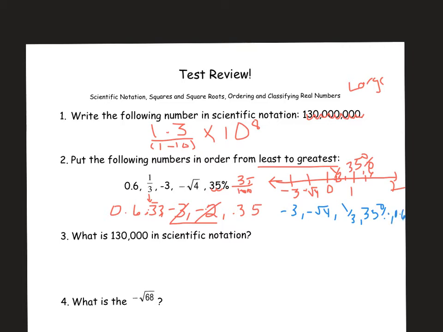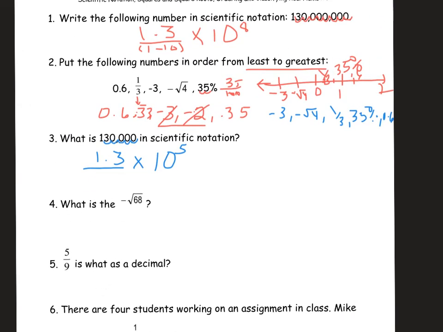Okay, let's go ahead and do scientific notation on number 3. Again, I know that this is a large value, so I'm going to have a positive exponent, and I'm going to move my decimal 1, 2, 3, 4, 5. So this is 1.3 times 10 to the 5th power. What is the opposite square root of 68? Well, using your calculator, type that in, and you should get the following: -8.24.